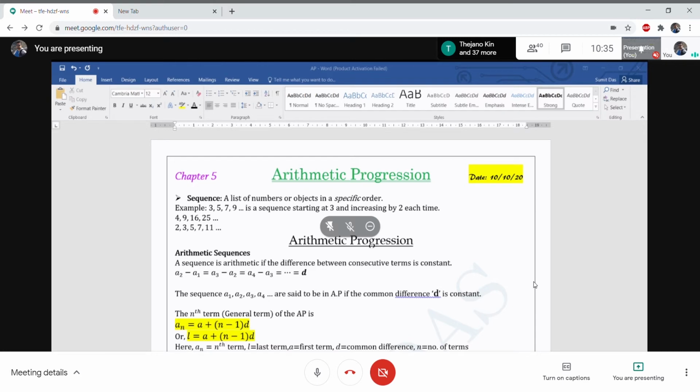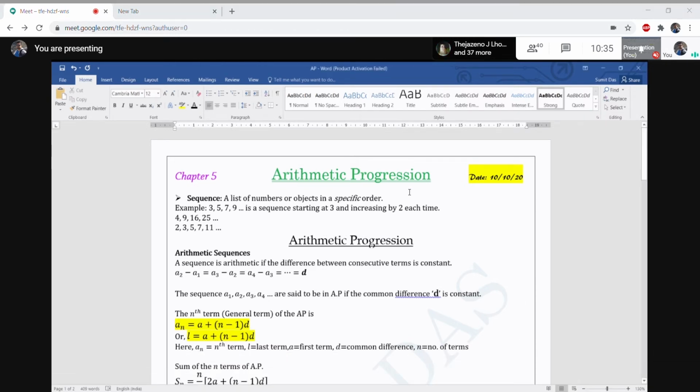Sequence, arithmetic progression. Before starting this one, we have to learn what is a sequence. A sequence means a list of numbers or objects in a specific order. Suppose you can see 3, 5, 7 is a sequence. Why? Because look, it is starting from 3 and increasing by 2 each time. It is following some order.